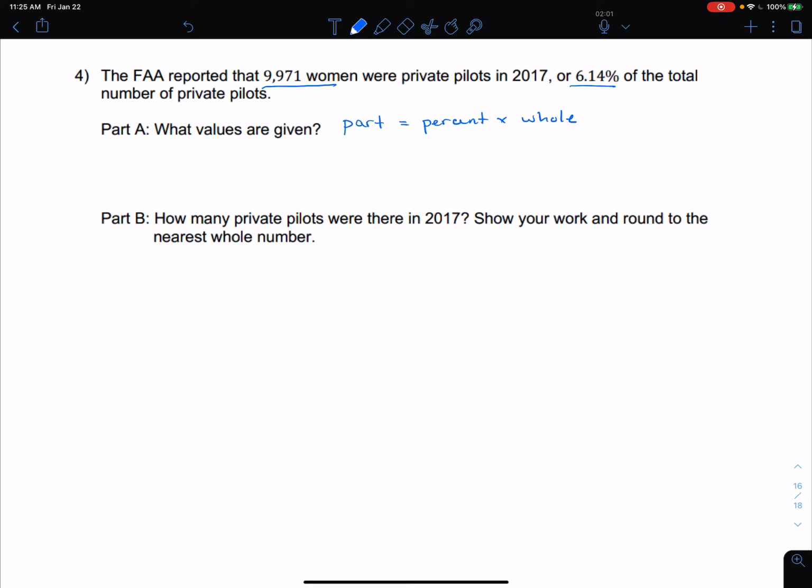So they told us how many women were private pilots, and they told us that 6.14% of the total number of private pilots, so that this number of women was that part of the total number of private pilots. So they gave us the part, the 9,971 women, and they did give us the percent, the 6.14%, but they did not give us the whole, right? That whole is the total number of private pilots.